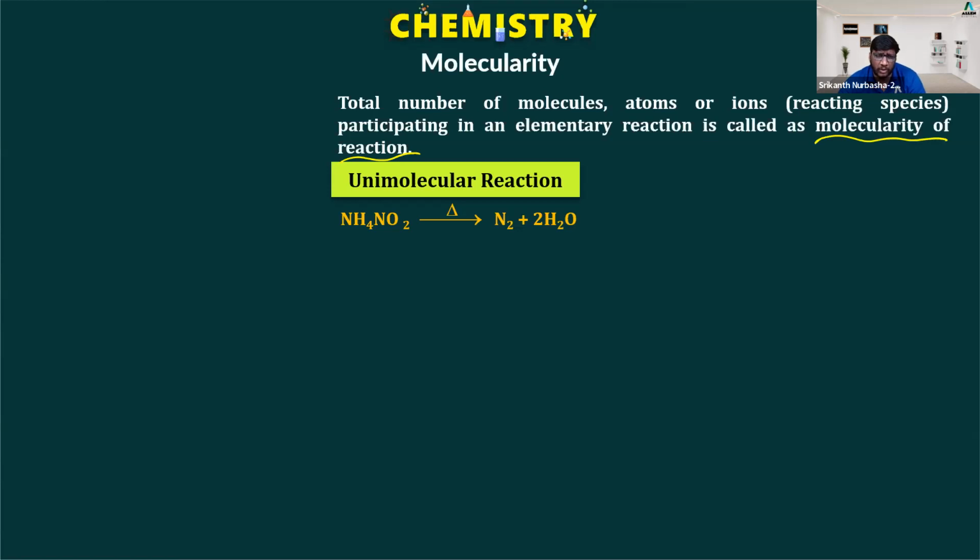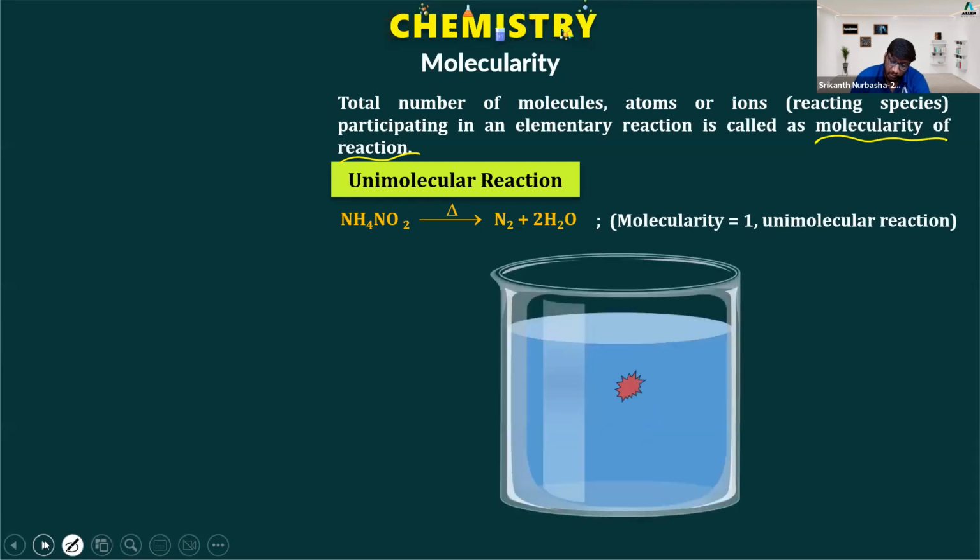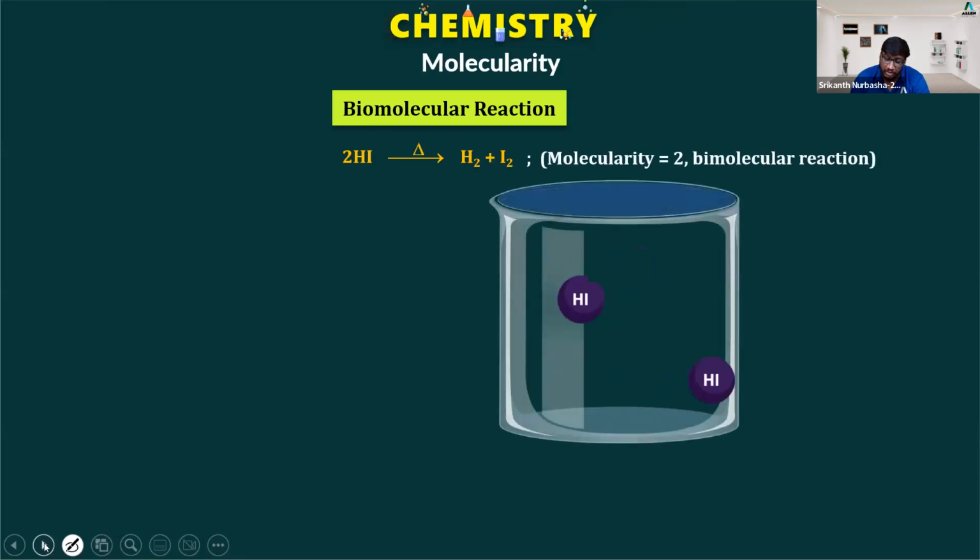Unimolecular reaction means only one molecule is there in that particular reaction. So molecularity is going to be 1. This is NH4NO2, which upon heating forms N2 and 2H2O. Bimolecular means you can have 2HI giving rise to H2 plus I2. Molecularity is 2 because 2 moles of HI are there. So HI molecules will combine upon heating to form H2 and I2.